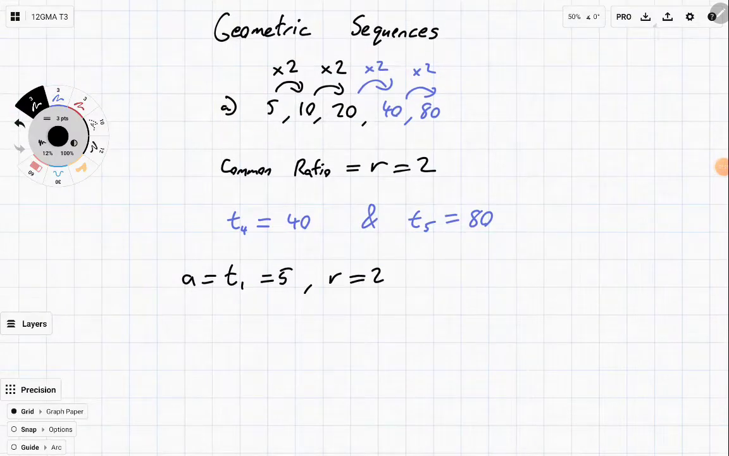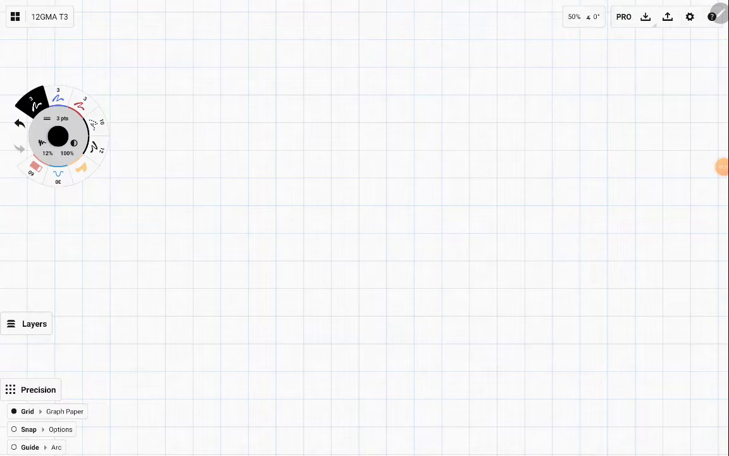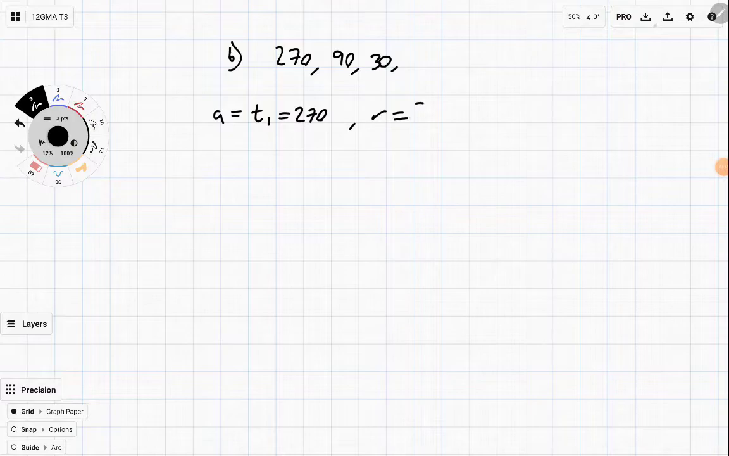But what if it's not as obvious? Let's have a look at a second example. So we have 270, 90, 30. And imagine we wanted the sequence to continue on. Well, how can we work it out? We know what T1 is. The first term, A, is just 270. The question is, what's R equal to?